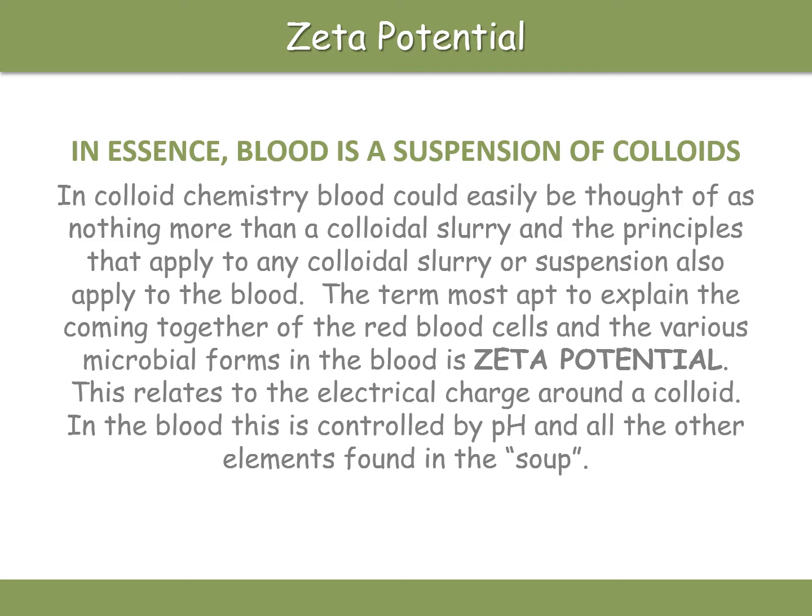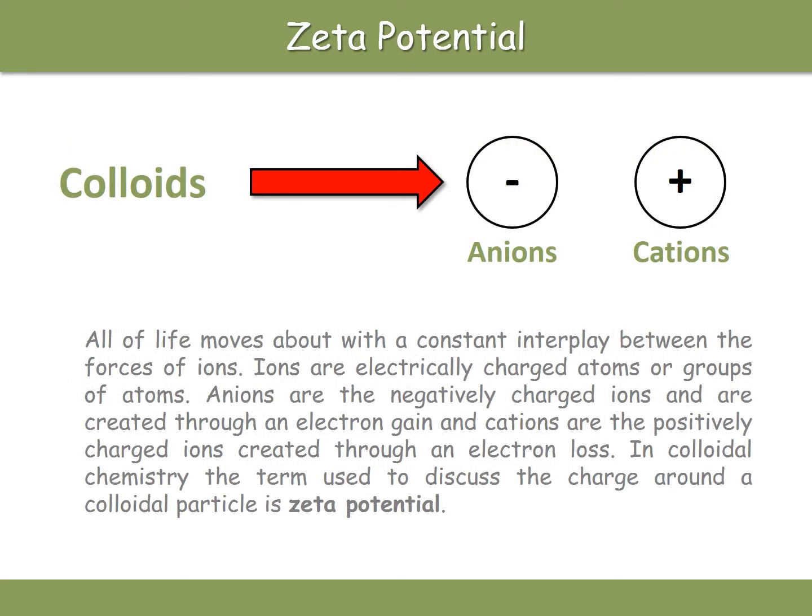This relates to the electrical charge around a colloid in the blood that is controlled by pH and all the other elements found in the soup. I've talked about zeta potential a lot, and about the issue with dehydration a lot. This is all tied into keeping everything in solution and suspension so that we can actually move things around. When we talk about colloids, we talked about this in our last lesson.